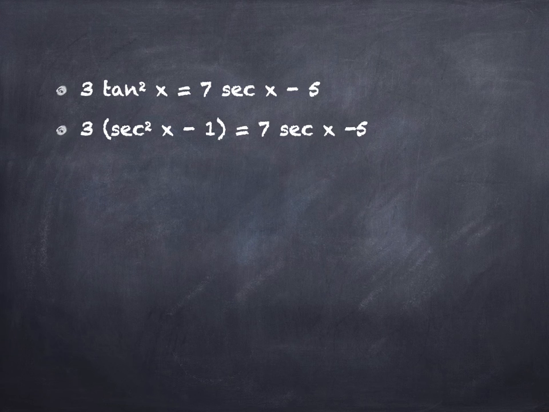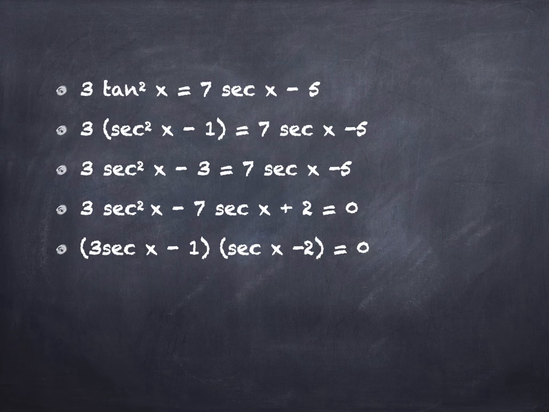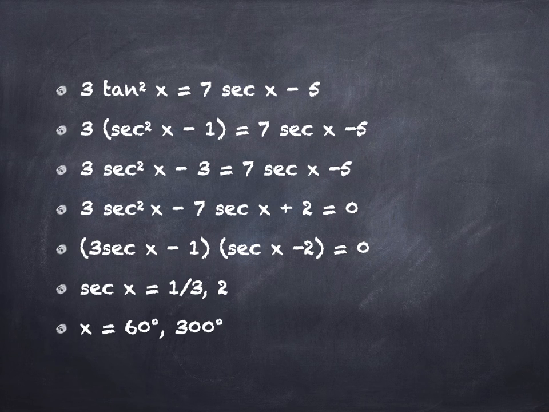That's the new stuff. The old stuff: distribute, you guys know how to distribute, bring everything to the same side by doing the same thing to both sides of the equation. Now factor, or you're probably going to use the quadratic formula. Either way, you get the secant of x equals 1/3 or 2, which if you do the trig gets you an x of either 60 or 300 degrees.